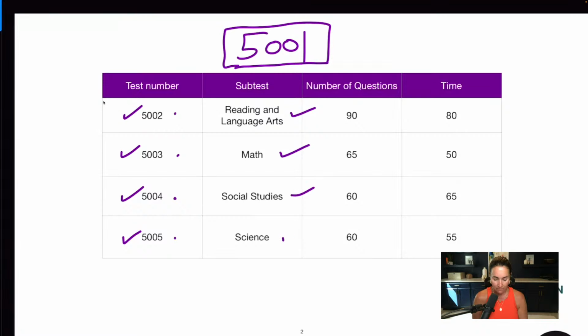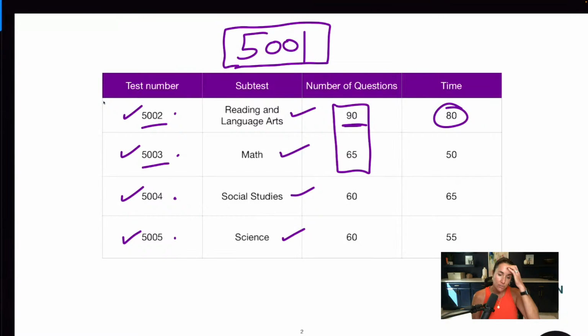And the 5005 is science. All right. Now you can see here, the biggest part of the full test is both the 5002 reading and language arts and the math. Well, why is that? Well, the reading and language arts is the biggest by far with 90 questions and 80 minutes of the entire test.